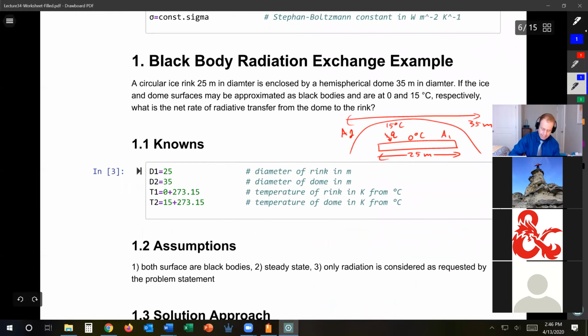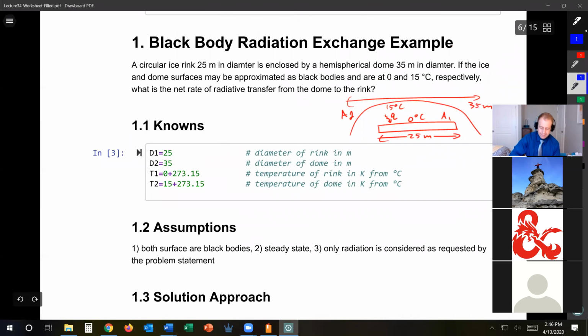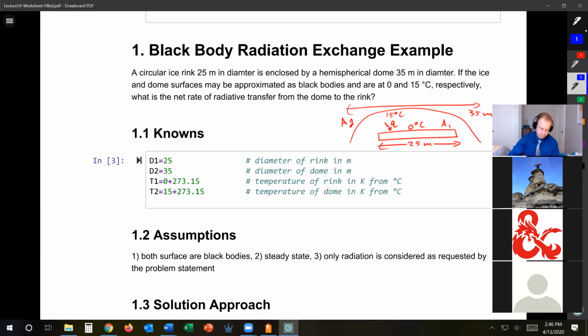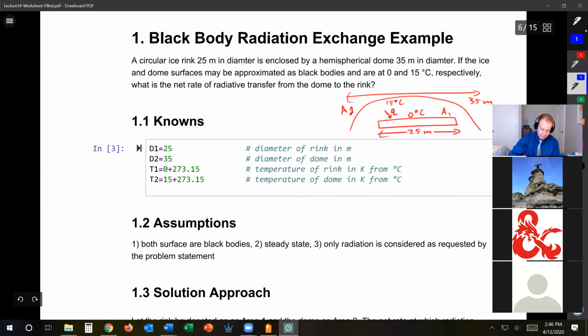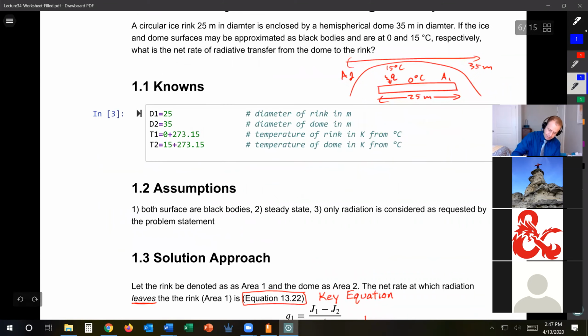Black body radiation. I've got an ice rink. It's got a big dome over it. And the dome is kind of bigger than the ice rink. I give you the dimensions there. And so you can probably see by now that F11 is going to equal 0. And then I can get F12 from F11 plus F12 is equal to 1.